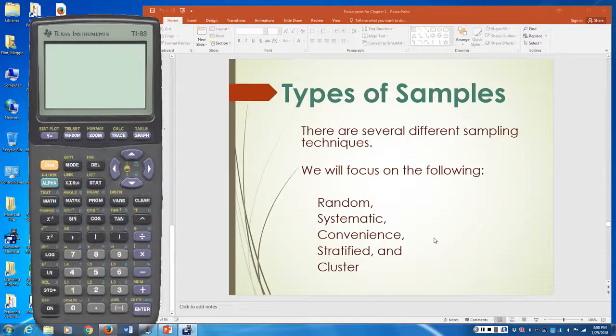The first type of sampling is going to be random, and random samples are what we really want to have. That's actually our best kind of sampling because they're what are called probability samples, which means that the rules of probability apply to results taken from this kind of sample. A systematic sample is also a fairly random sample, as long as you're careful about choosing the parameters that you need for that sample. A convenient sample is exactly what it says that it is. It's a sample that's easy and convenient to take.